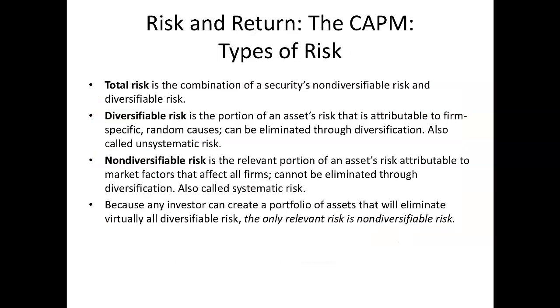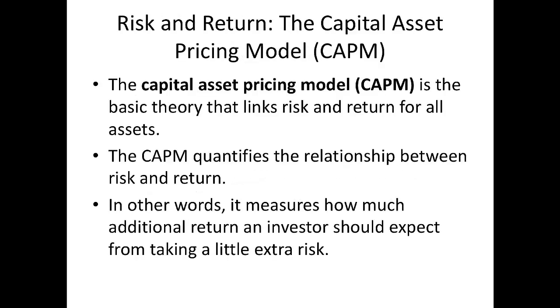So you can look at the definitions for total risk, diversifiable risk, and non-diversifiable risk in the text. The capital asset pricing model is a very basic theory that links risk and return for all assets. And that's key, that we recognize that this is a theory. We're not saying that it completely explains all returns all the time. But what it does is it quantifies the relationship between risk and return. In other words, it measures how much additional return investors should expect from taking a little extra risk.